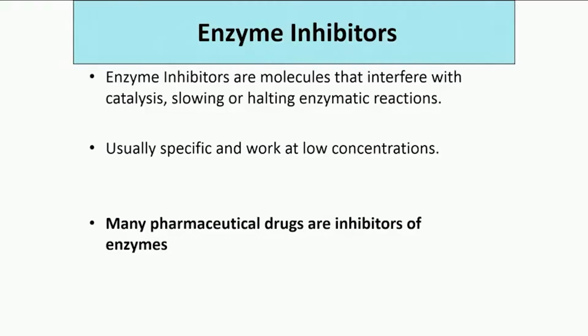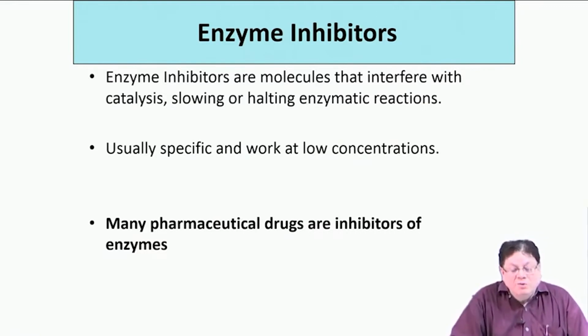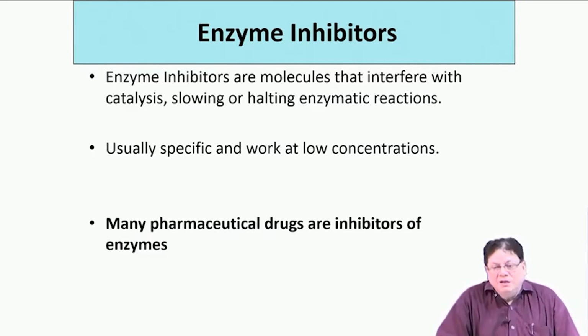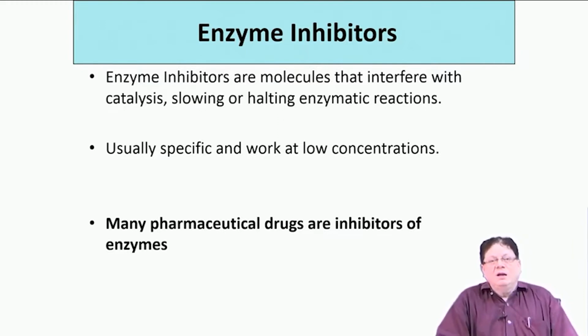Okay, now in this session we will talk about the enzyme inhibitors. Enzyme inhibitors are molecules, usually small molecules, that interfere with the catalysis, slowing down or sometimes halting the entire enzymatic reactions. Inhibitors of enzymes are basically molecules which modulate the activity in a negative sense. That means the activity of the enzyme decreases and sometimes the enzyme is totally inhibited, it cannot show any of its catalytic activity. So, these are called inhibitors.